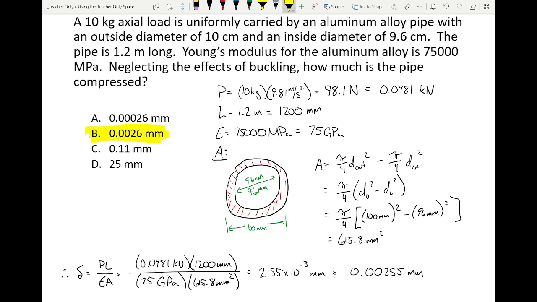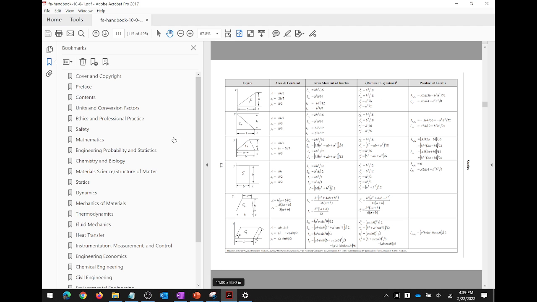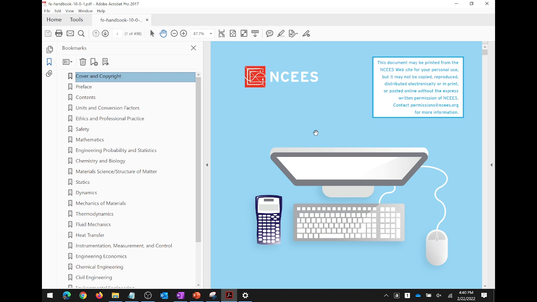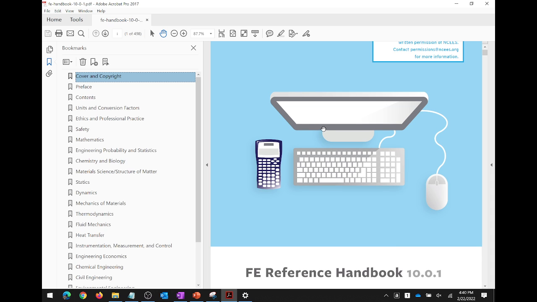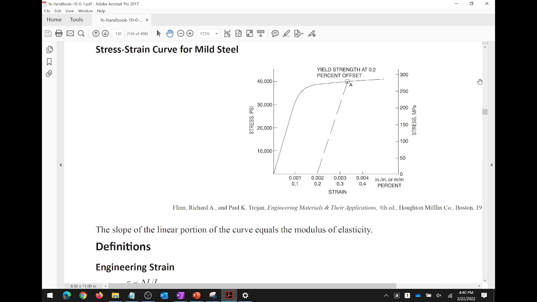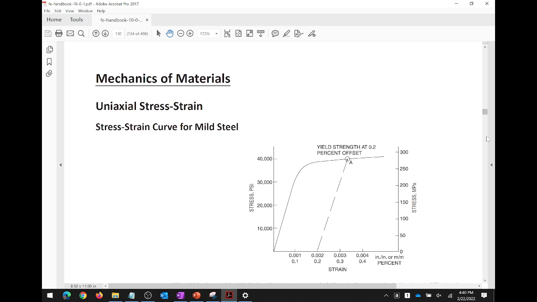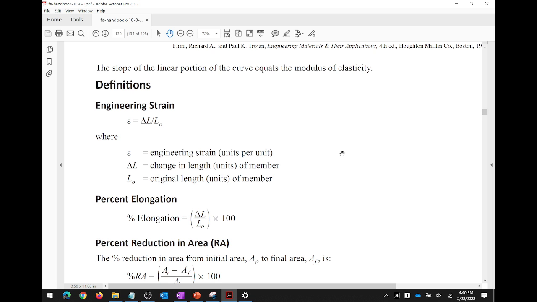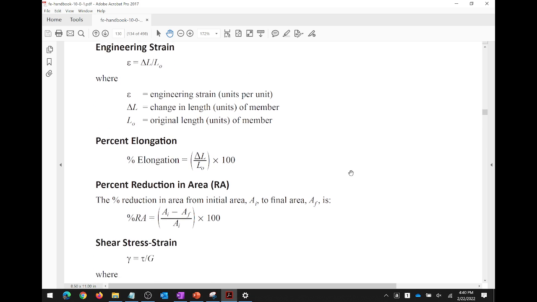Let me show you something else. Just so you are aware, this is the NCEES reference manual. I think this is the most recent one, although it might not be. Might be a little old. But mechanics of materials, here's the section in the manual related to that. This is the stress strain curve for mild steel. This is the same one that I was looking at before. It's just zoomed in a little far so you can see the linear region and whatnot. But if you look, here's our definitions for strain.